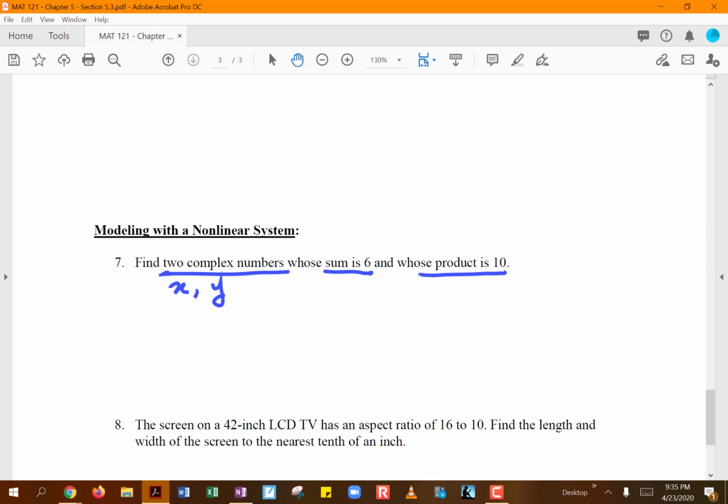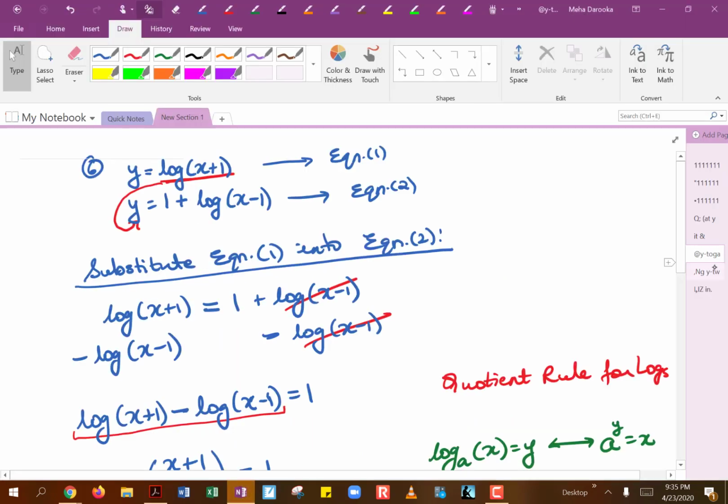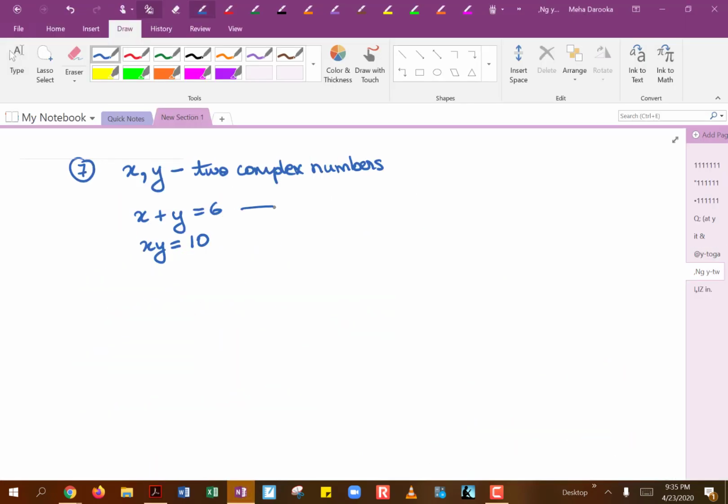They're telling us when we add these numbers, the sum is 6, so that will give you one equation. And they're telling you when you multiply these numbers, their product is 10. So that's how you come up with your two equations over here. So x plus y equals 6 and x times y equals 10. So let's see how we can solve number 7 over here. So I've already got my equations. Let's call this equation 1. And let's call this equation 2.